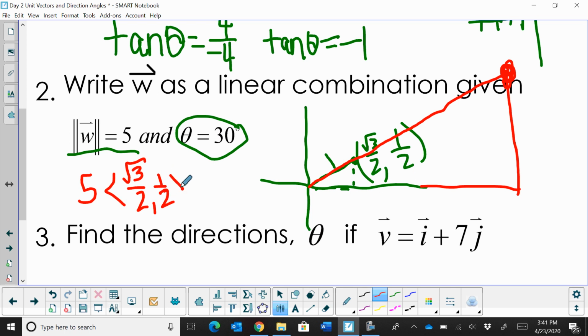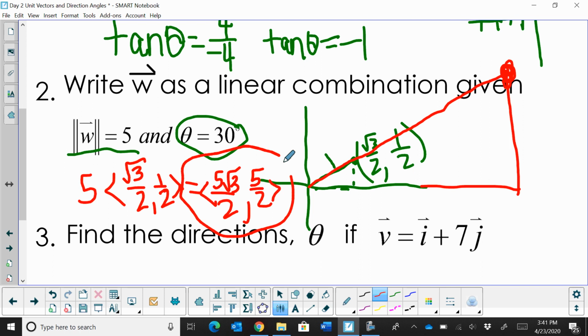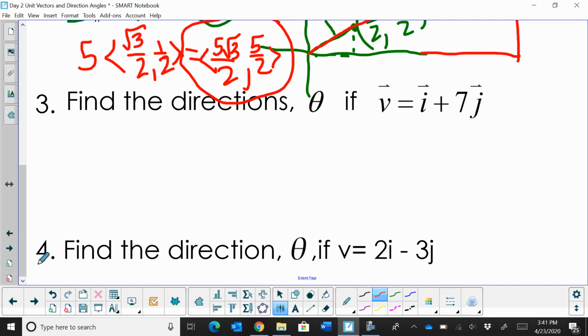So what does that give us? Well, if we distribute the 5 in as a scalar multiple, we're going to have 5 root 3 all over 2, and then the vertical direction is 5/2. So here is our vector with a direction of 30 degrees and a magnitude of 5. Okay, let's look at the next one.